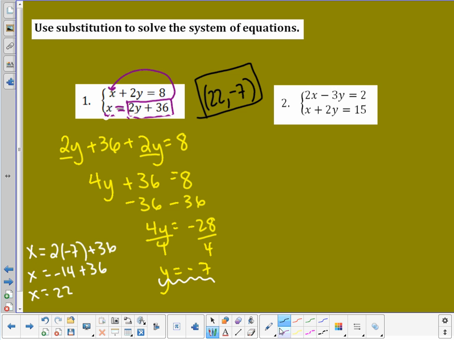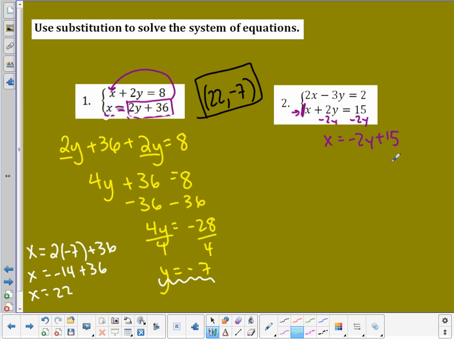So in number 2, I don't see any variable that's by itself yet, but I do see one that I can easily get by itself. In this bottom equation here, this x doesn't have anything larger than 1. The x coefficient is 1. That's what's helpful to me, the fact that the x coefficient is 1 here. So all I need to do is subtract 2y and move it over.